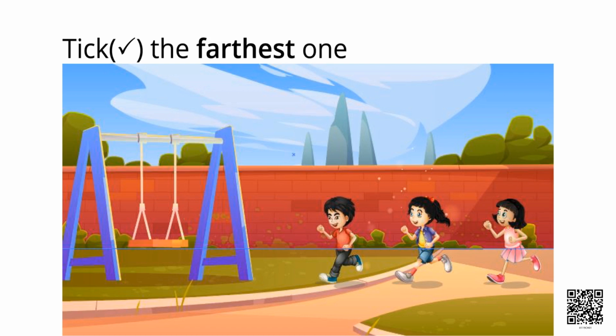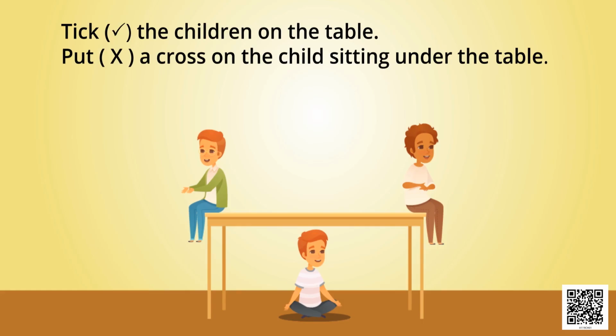Among these 3 children, the 2 girls and the boy, who is going to reach the swing at the earliest? Means who is nearest to the swing? The boy. Yes, the boy. The boy is nearest to the swing. And who is farthest from the swing? The girl in pink dress. Very good. Now look at this picture.